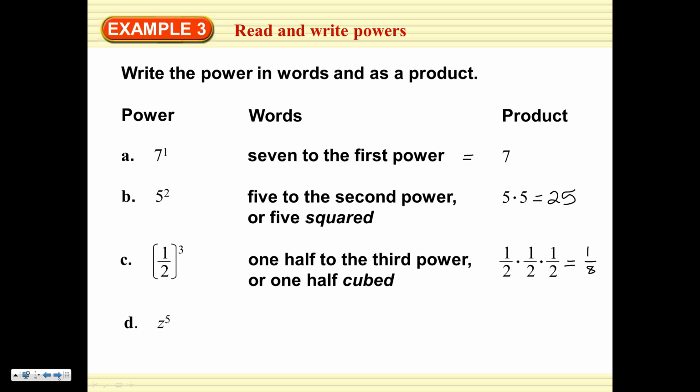And the last one has a variable, not a number. Our variable is our base. Our 5 is our exponent. So that means our z is going to be multiplied together 5 times. And the way we say this is z to the 5th power. We just say the variable name, z to the 5th power. And we would write it like this: z times z times z times z times z. And notice we have 1, 2, 3, 4, 5 z's.